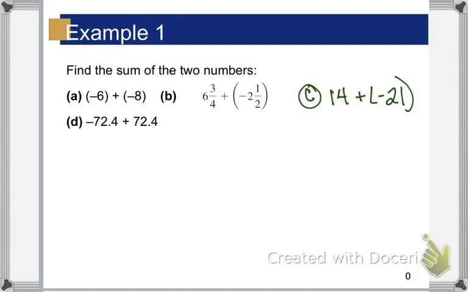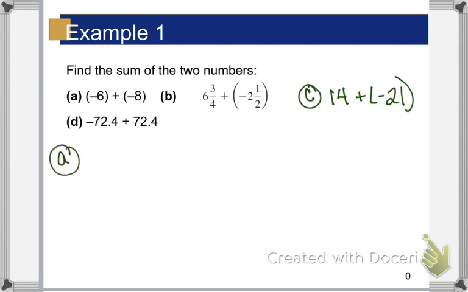So for the first one, I've got negative 6 plus negative 8. I have a negative and a negative. So you're really deciding two things every time you're faced with one of these. You're deciding, is my answer going to be positive or negative? And am I adding or am I subtracting their absolute values? When my signs are the same, do I add or do I subtract? I add. When my signs are the same, I add.